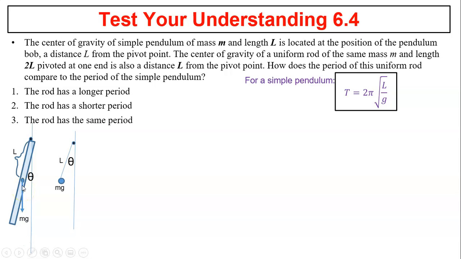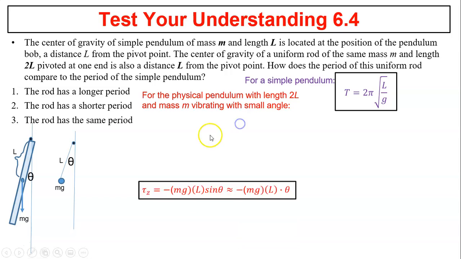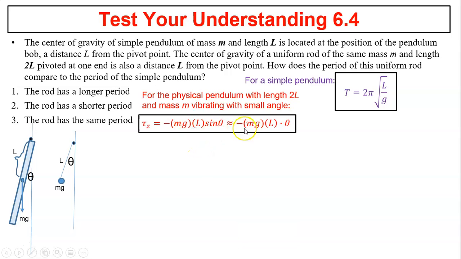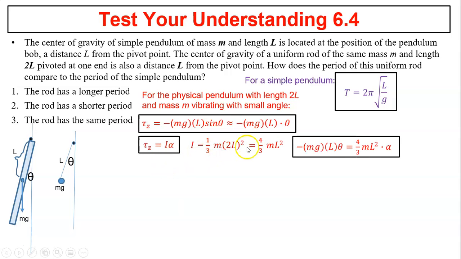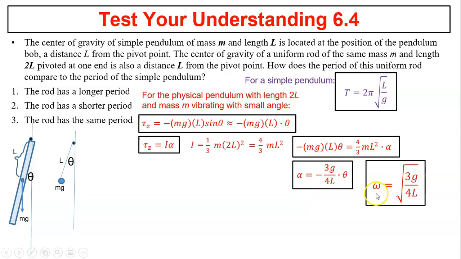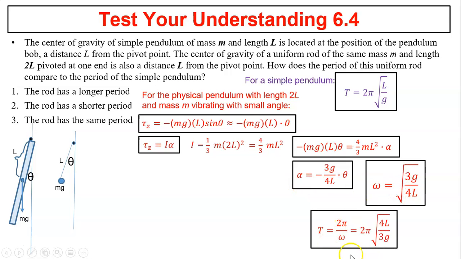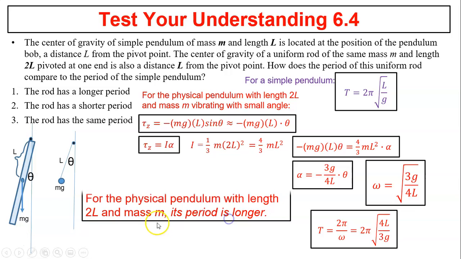First, let's go with the torque. Torque equals mgL sine theta. When theta is small, it's just mgL times theta, and torque equals I alpha. I is 1/3 m L squared, but the whole length is 2L. Substitute into torque equals I alpha. You can solve for alpha. From here you can solve for omega, solve for T. Compare these two T's. As you can see, this period is bigger than that. So the period for the physical pendulum with length 2L and mass m is longer.